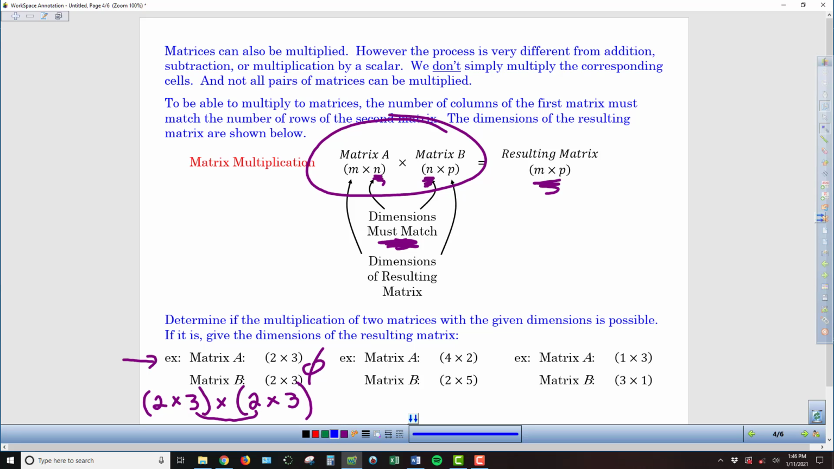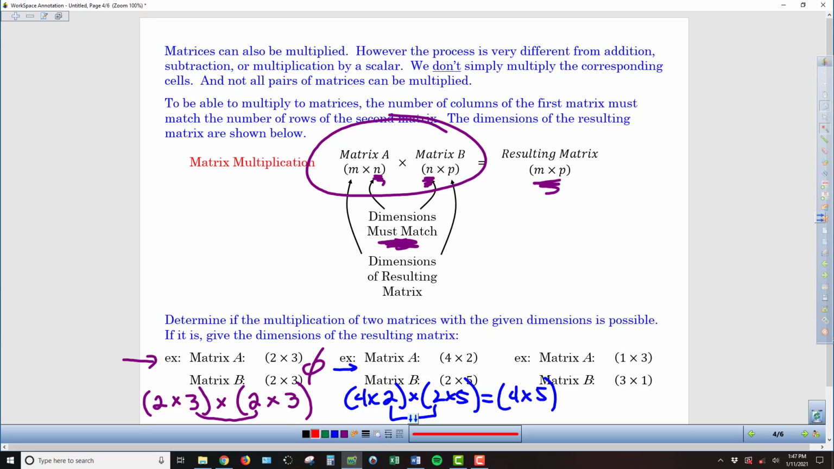In the second example, matrix A is a 4 by 2 and matrix B is a 2 by 5. If I write that down, I've got a 4 by 2 times a 2 by 5. This time I am going to be able to multiply those matrices because I do have a match on those inner dimensions. And so the resulting matrix, when I perform the multiplication, will be a 4 by 5 matrix. You can see that our resulting matrix is not the same dimensions as either of the two original matrices.